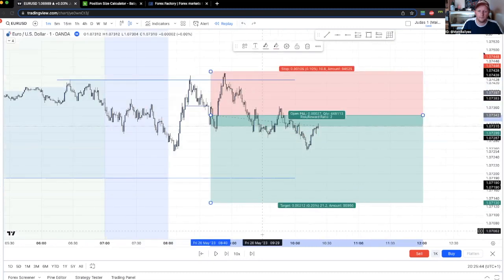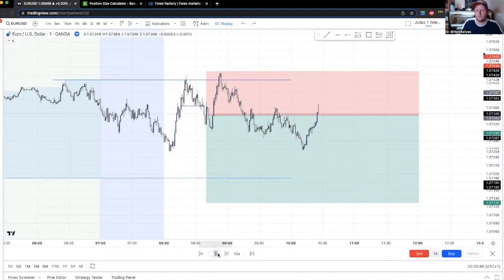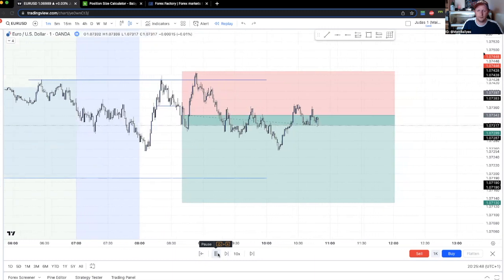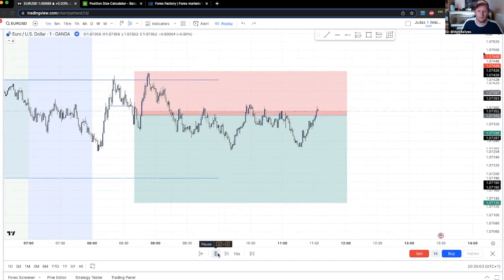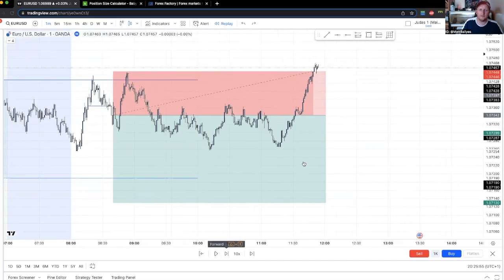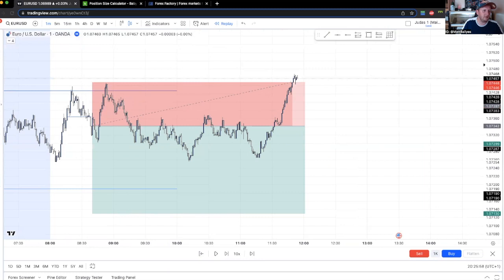Oops, I don't want to move that. Because you either win or you lose, but with proper risk management, it doesn't matter if you lose. Because overall, this is a profitable strategy and it's taking us out like this. So this is a losing trade.